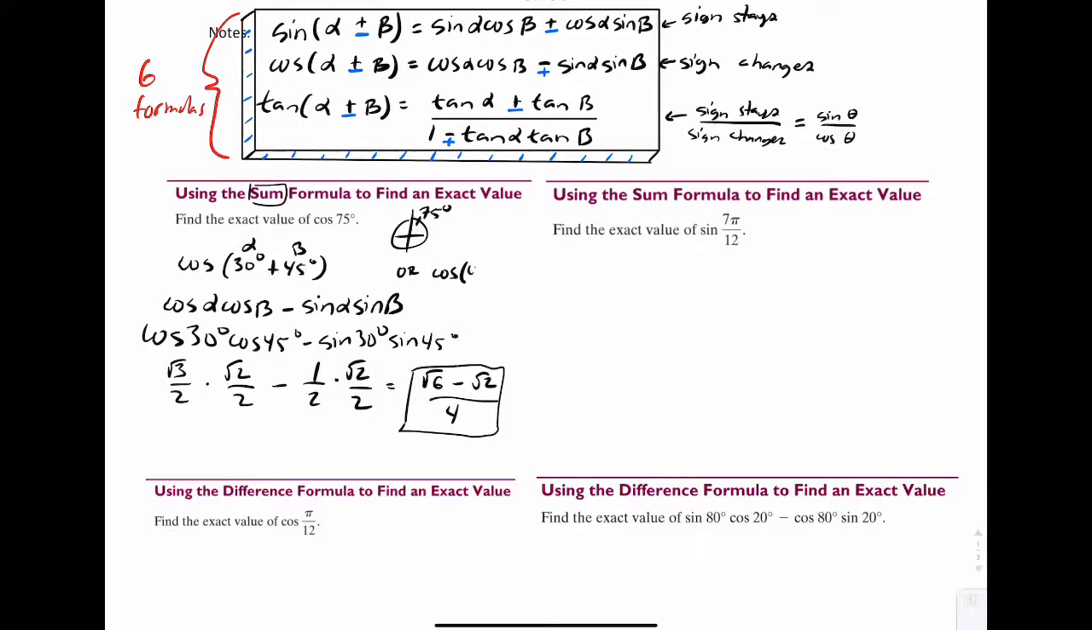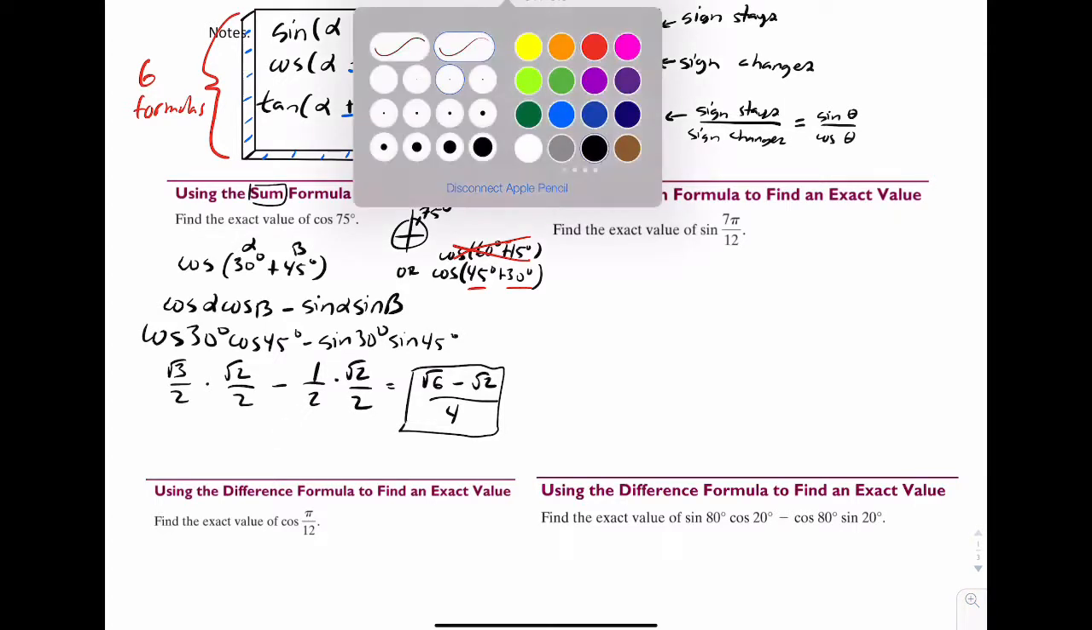That wouldn't really matter if you switched it. But what you could not have done is something like this, 60 and 15. This is not going to work, so I'll put a big red X through this. That's not going to work because you don't know 15. Both angles you choose have to be ones we can actually work out. So 45, 30, 60, those are all going to be the ones you want to work with. Let's try one more.